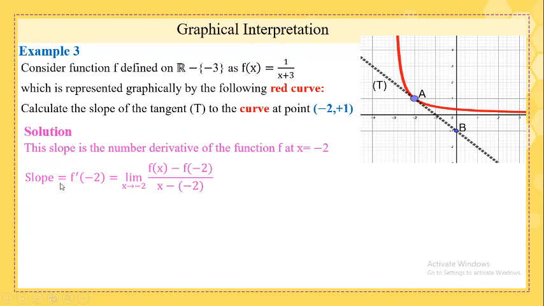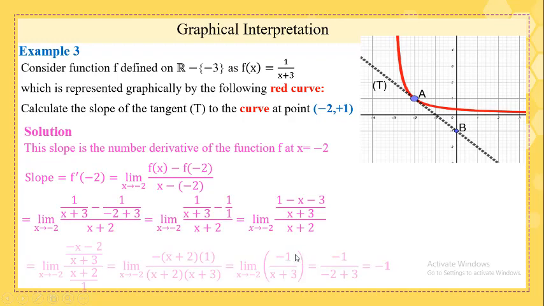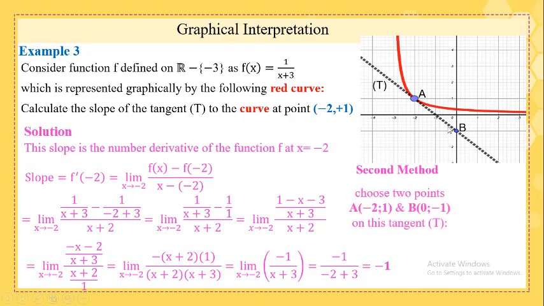Apply the rule. Slope equals f prime of minus 2 equals the limit, etc. We do the calculations of the limits and we get the answer. To check our answer, we can depend on the old method, which was 2 points on the tangent, a and b, and we calculate (yb minus ya) over (xb minus xa), and of course we will get the same answer.